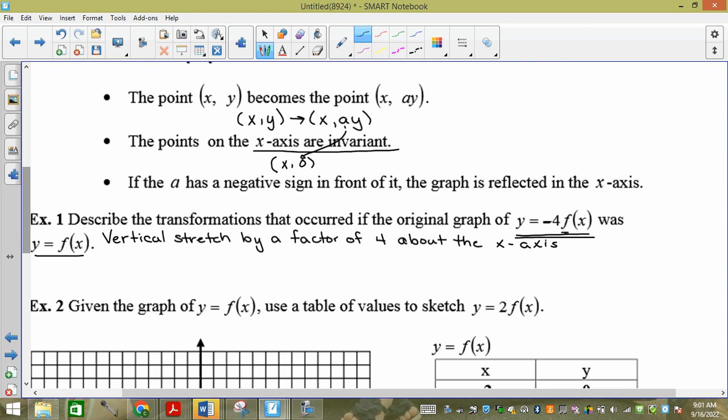It makes sense if you're writing vertical stretch for it to be about the x-axis. Let's think about it. If the graph has a point down here and the graph has a point up here, we agree? Say it's a 3 and a negative 3. This one's going to go to, say it's a factor of 2, 6. This one's going to go to negative 6.